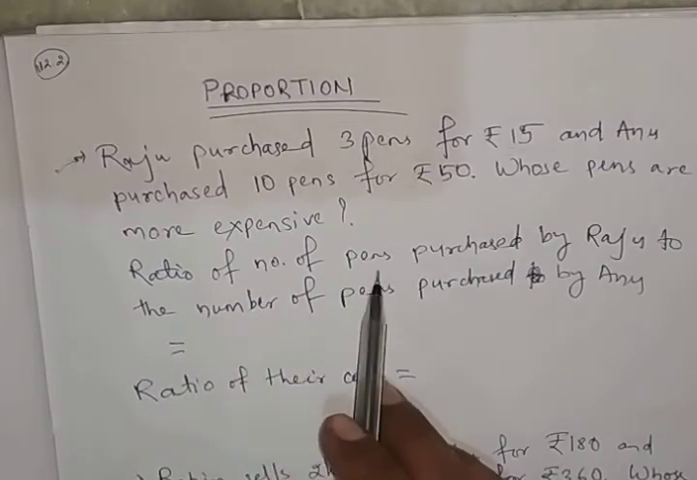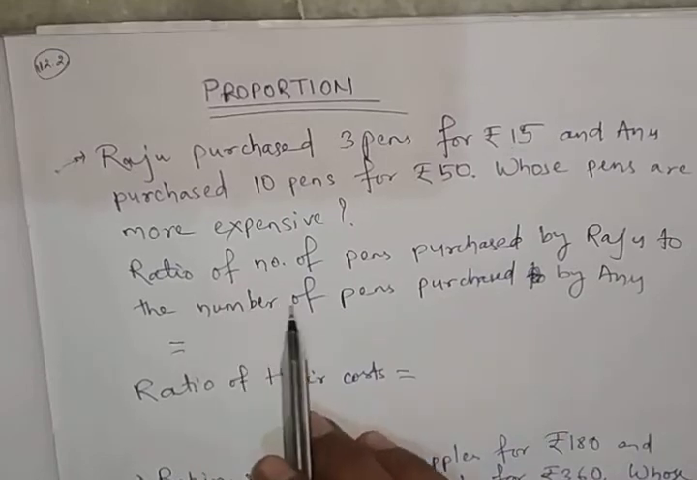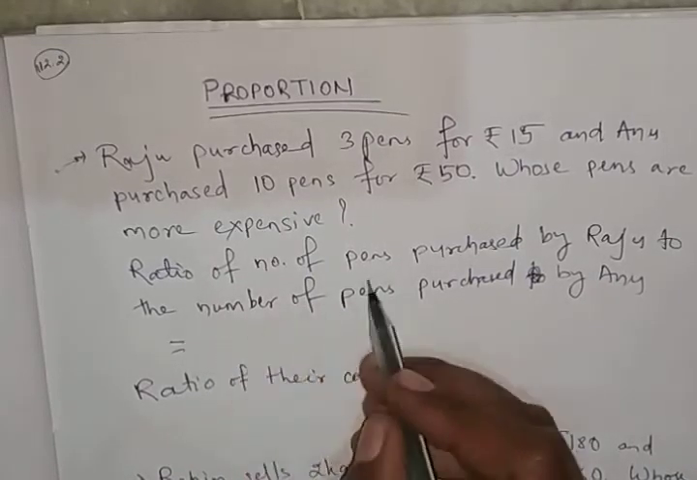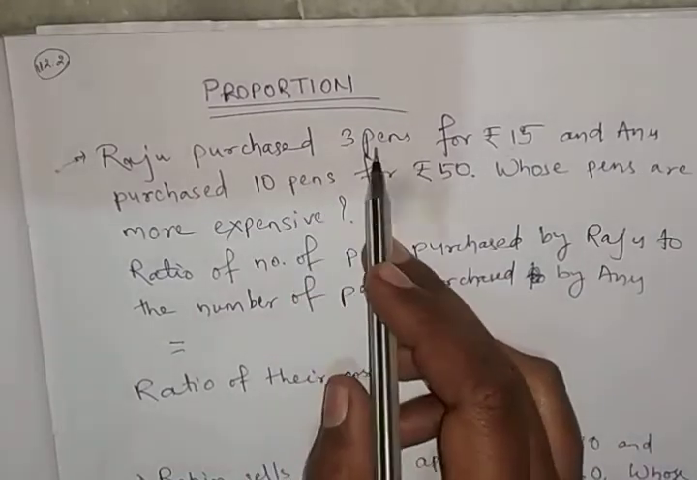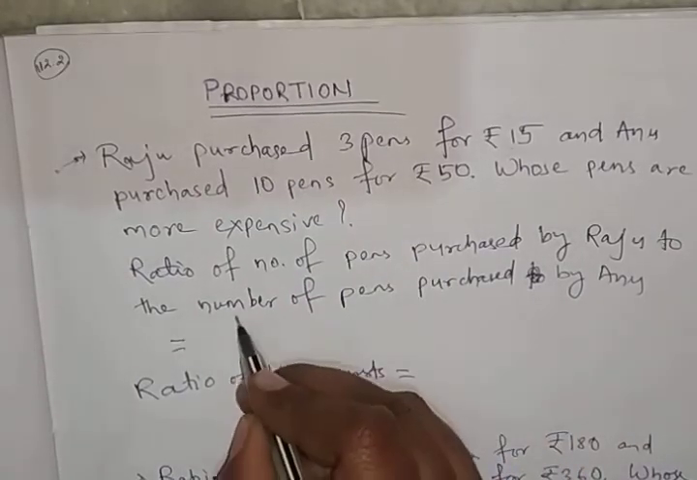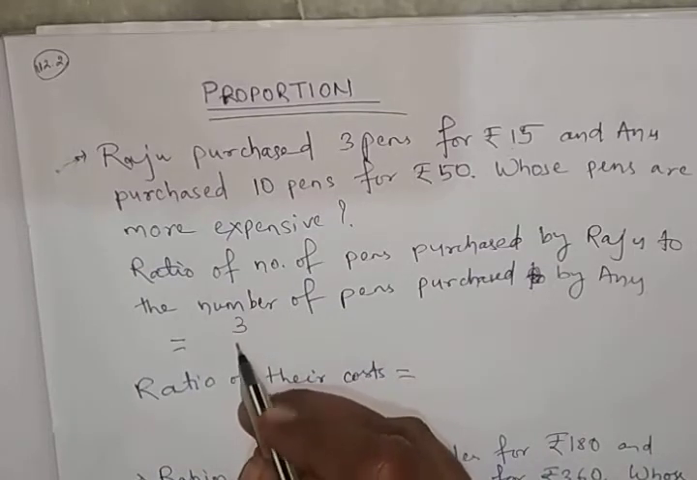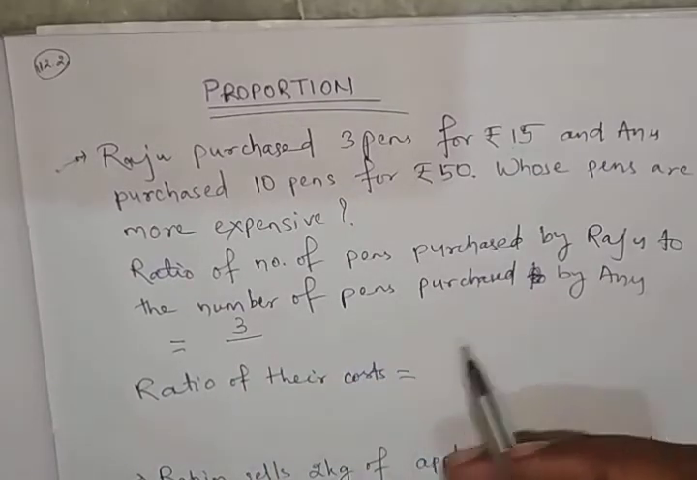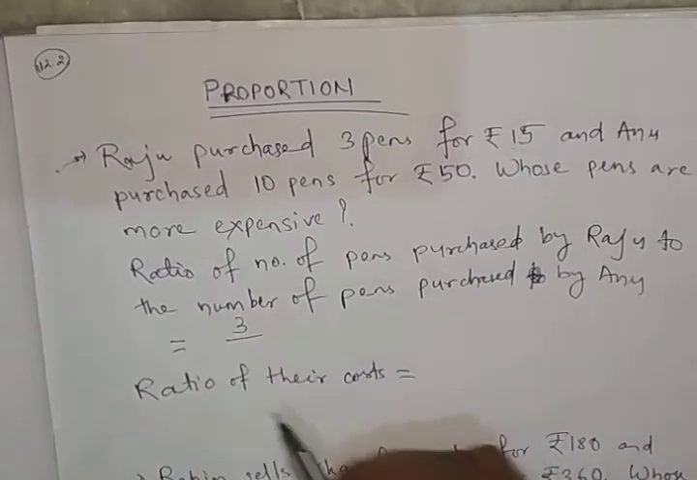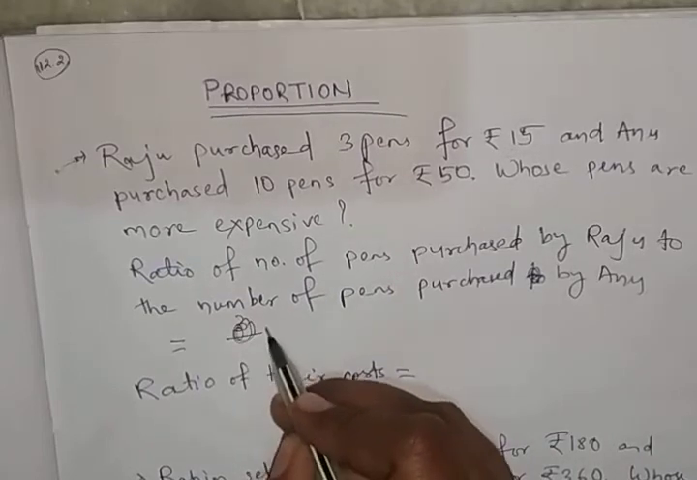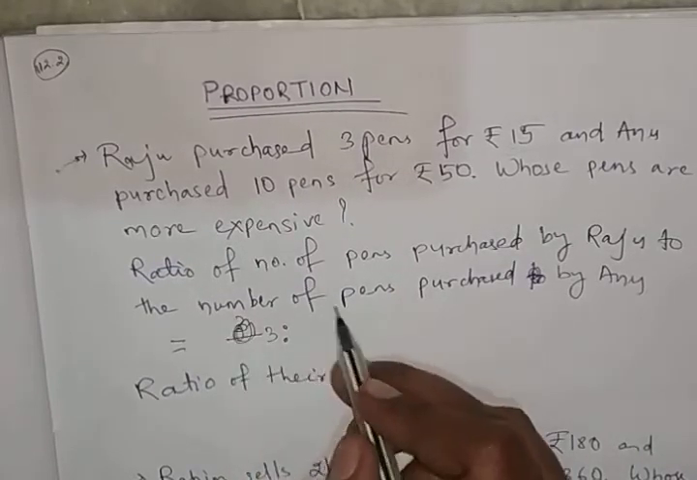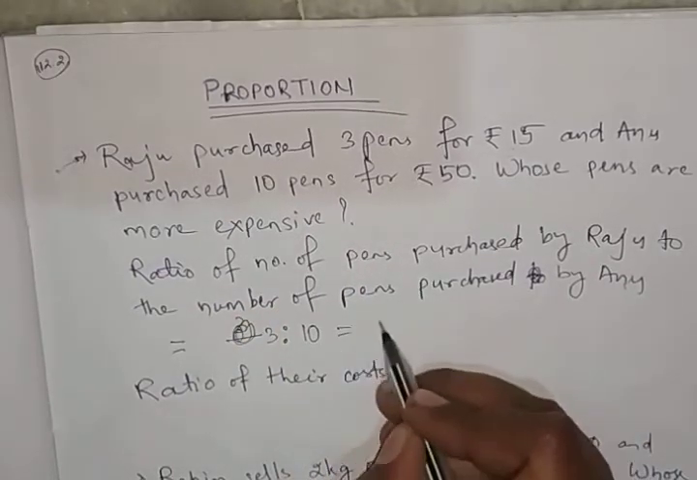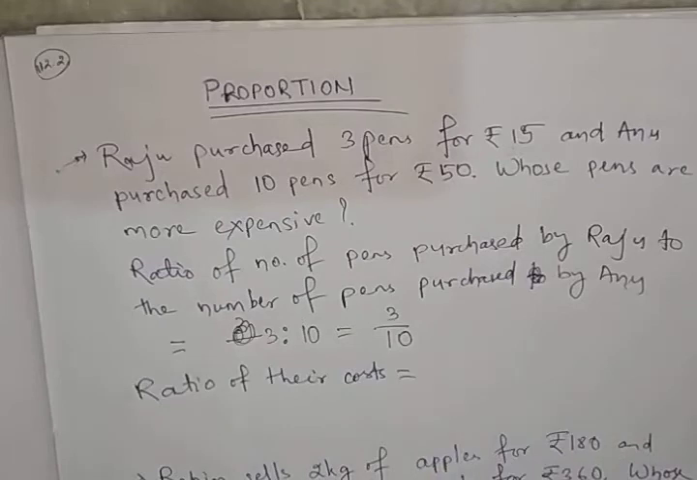We'll find the ratio of the number of pens purchased by Raju to the number of pens purchased by Anu. So how much is that? Raju has purchased how many pens? 3 pens. So 3 is to the number of pens purchased by Anu. Anu has purchased 10 pens. So you can write this as 3 by 10.